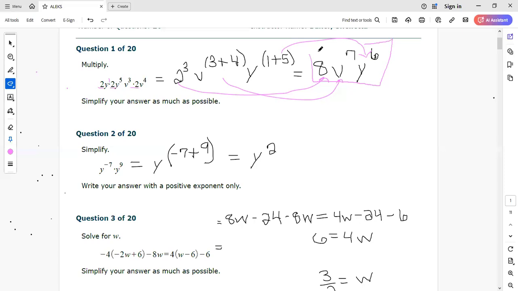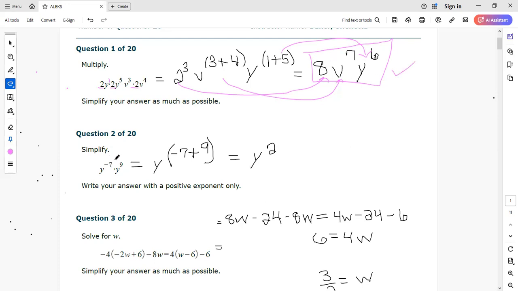This is our answer, 8 v to the 7th power, y to the 6th power. I just listed the letters in alphabetical order. However, if you have your letters in different order, it still would be correct. Make sure that your exponents are the same, that you also have 8 in front.